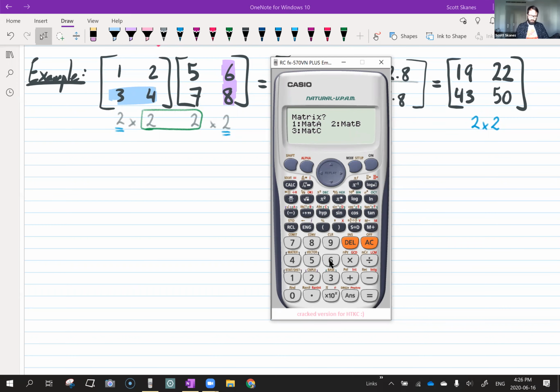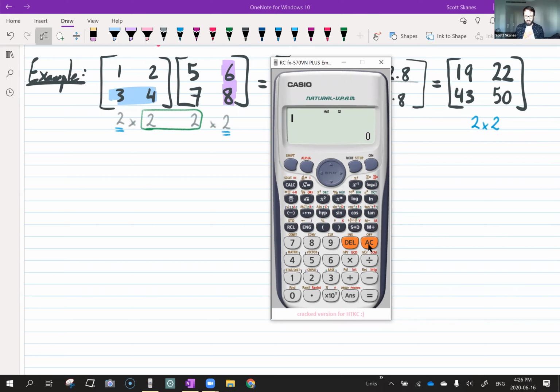Okay, mode 6. My first matrix, I'll call matrix A. It's a 2 by 2, which is number 5. I'm going to put in 1, 2, 3, 4. That's the easy part. Save it with AC. Do not touch mode 6, okay? If you touch mode 6, you'll erase what you've already done.